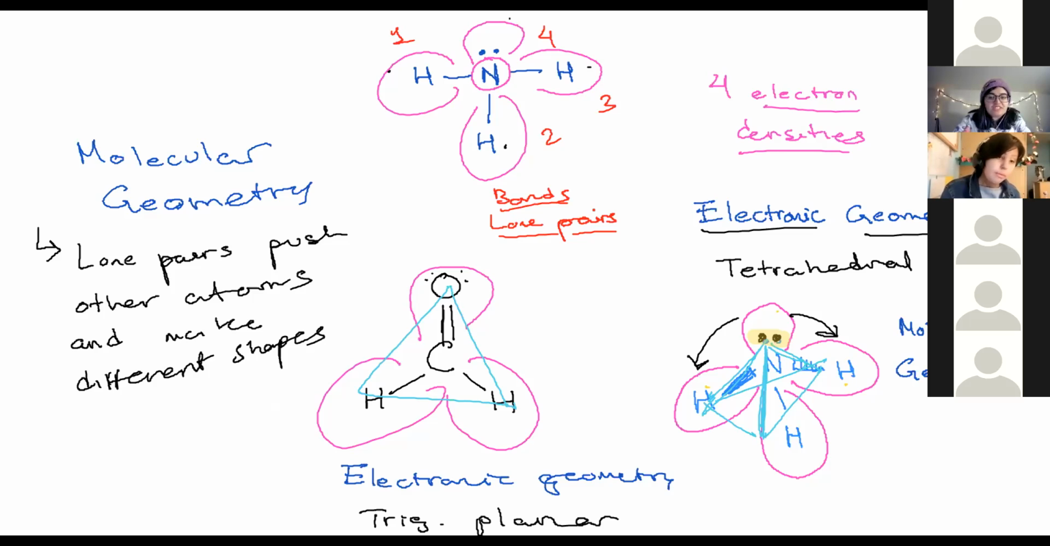I already asked this in the chat. Sorry, Corina. What is the name of the theory that tells us that electrons push themselves away from each other?